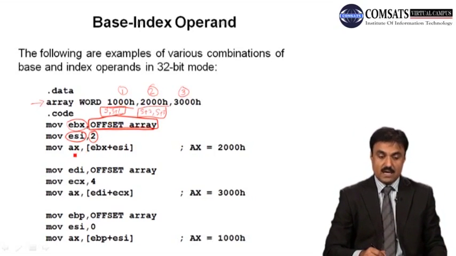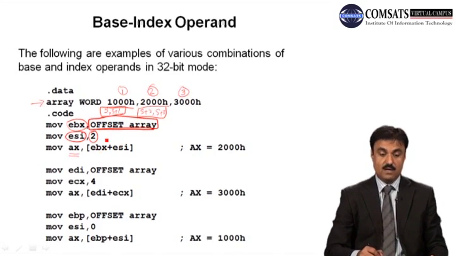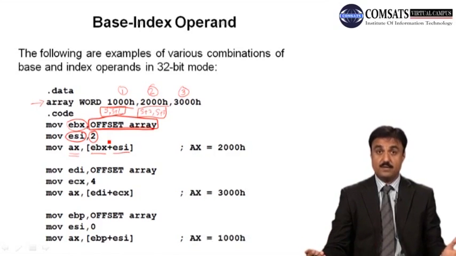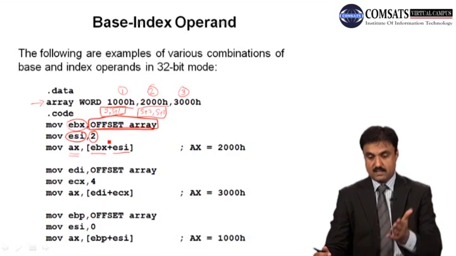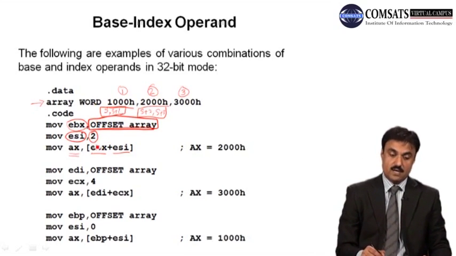So AX, the 16-bit register, will have the value from this location, EBX plus ESI. And we know how we can calculate the base index effective address by using base and index. So we are going to use EBX plus ESI. From this we will calculate the effective address, and this effective address will be used to locate where our element is. So this is one way, using base index to access this element.